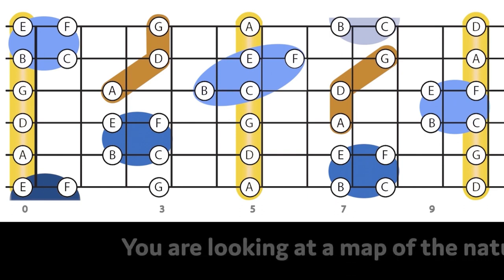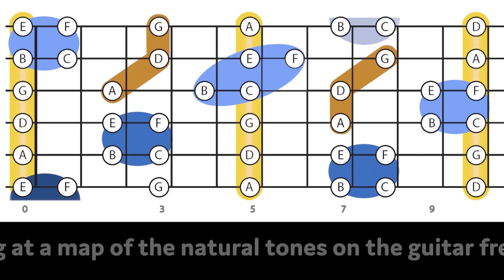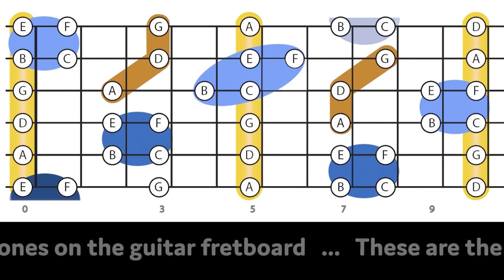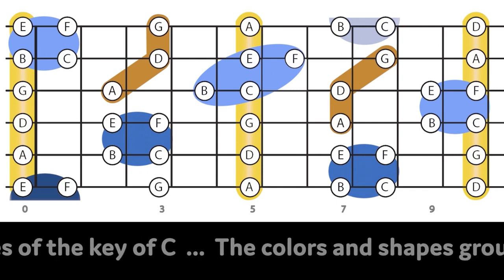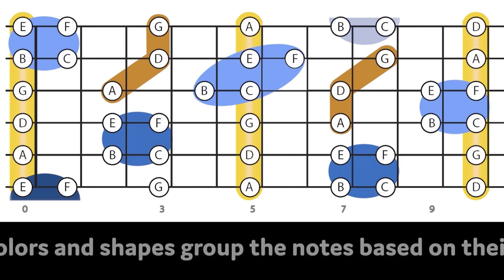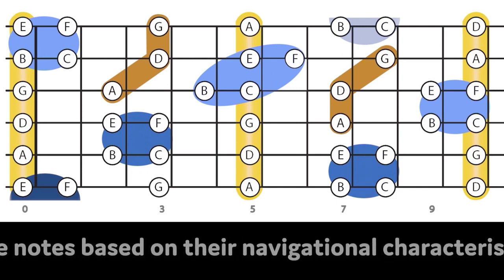You are looking at a map of the natural tones on the guitar fretboard. These are the notes of the key of C. The colors and shapes group the notes based on their navigational characteristics.